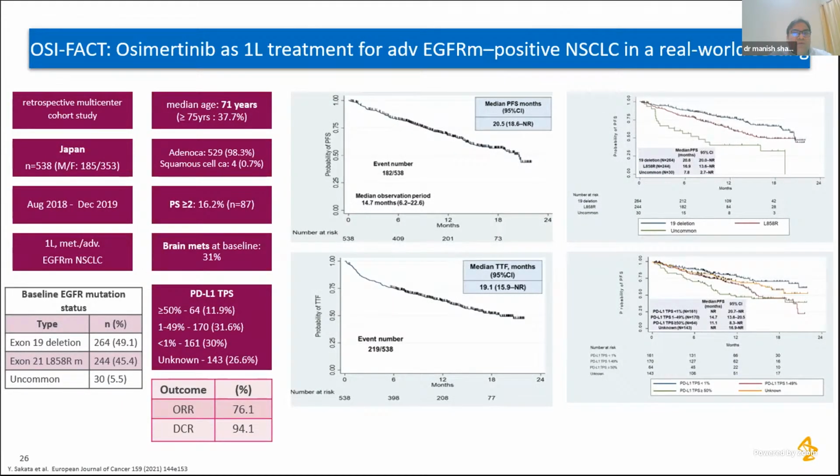This is another study, the OCFACT study, of osimertinib as a first-line treatment for advanced EGFR mutant positive NSCLC in a real-world setting. It was conducted in Japan, 538 patients from August 2018 to December 2019, all first-line mutant EGFR NSCLCs. Median age was 71, adenocarcinomas 98%, and 0.7% of patients had squamous cell carcinoma. Brain metastasis at baseline was present in 31% of patients. This study also confirmed the median PFS, which was 20.5 months, and median time to treatment failure was 19.1 months.